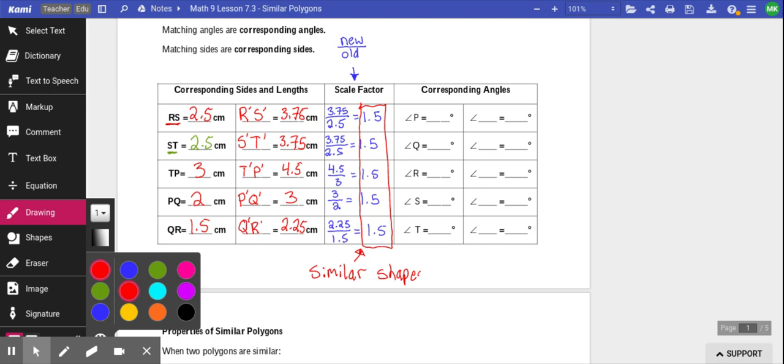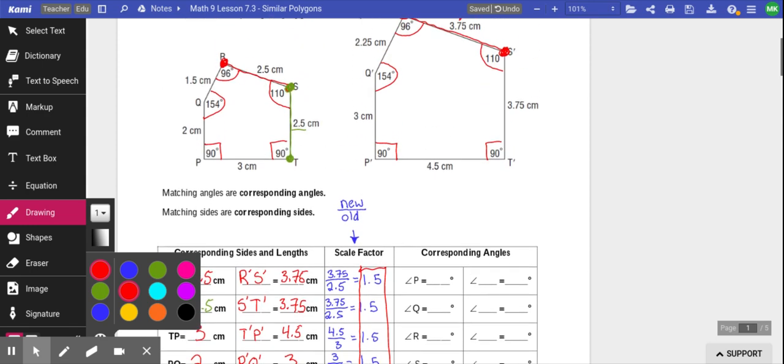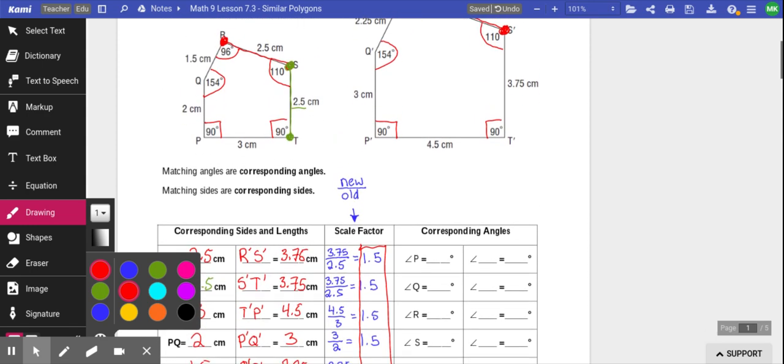If even one of those wasn't the same, then you don't have similar shapes. It would actually distort the way that the thing looks. So one of the sides would be too long or too short or something like that. Another way to check if you have similar shapes is to look at the angles.